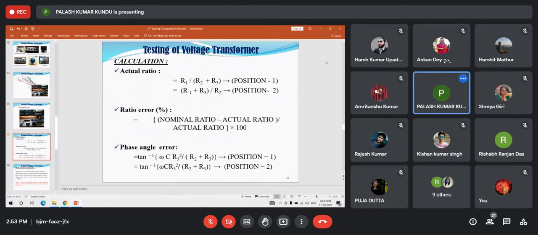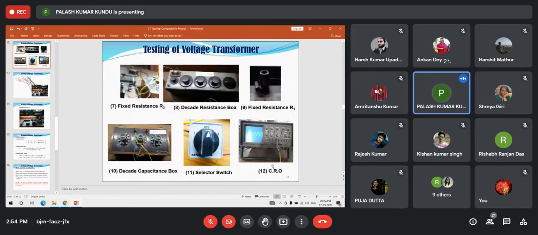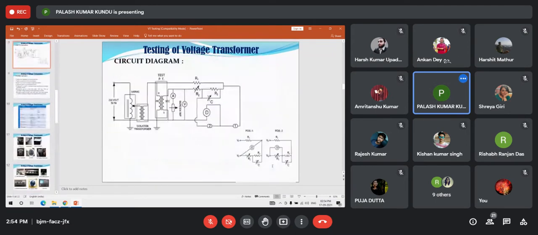These are the formulas. For position 1, this is the formula. For position 2, this is the formula. So the ratio error is the nominal ratio minus the actual ratio, divided by the actual ratio, times 100. The nominal ratio is fixed for the test VT. And this is the expression of the phase angle error for position 1 and position 2. Position 1 and position 2 means you can use either circuit. This circuit for position 1, this circuit for position 2.